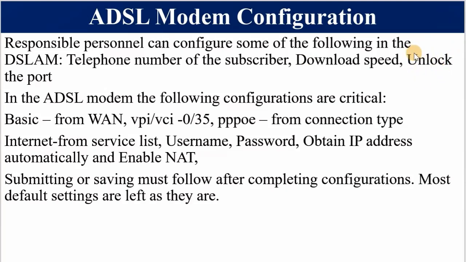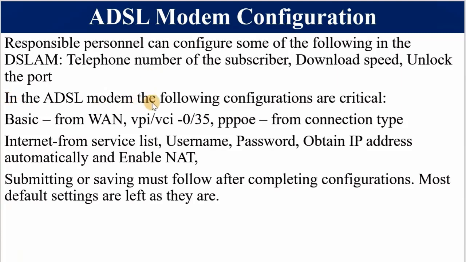Some of the ports may be unlocked already by default, but some may be locked. If you don't unlock a port, the two modems on that particular line won't be able to electrically see each other. So these are basically the configurations that can be done in a particular DSLAM.